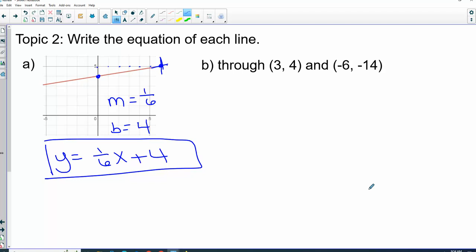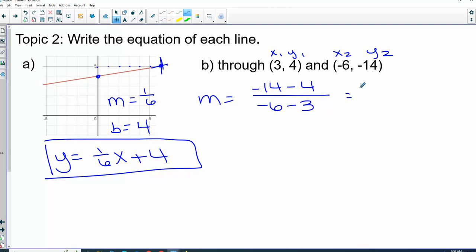Somebody who has not volunteered yet, tell me how I would write my equation when I give you 2 ordered pairs. And everybody needs to write this one down. This is something we're going to show work. You can start me out. Holden? -14 minus 4 over -6 minus 3. Finding our slope. If you need to, you can label it x1, y1, x2, y2.